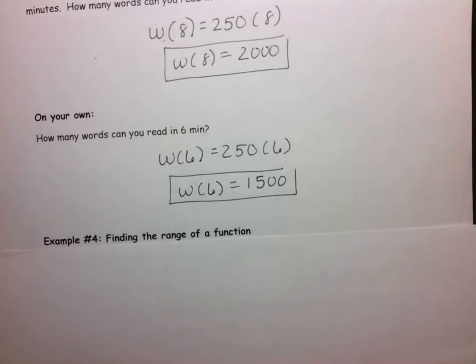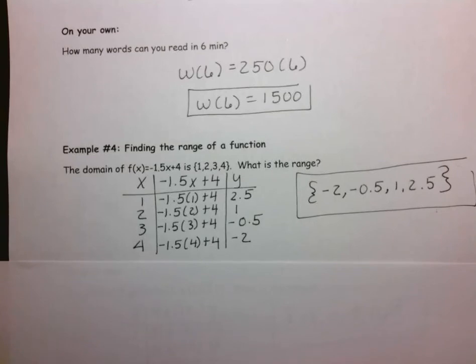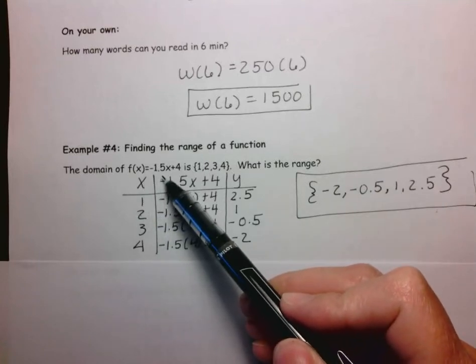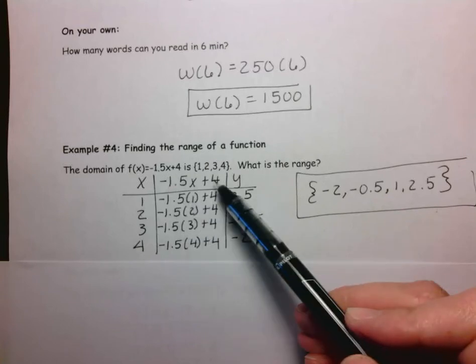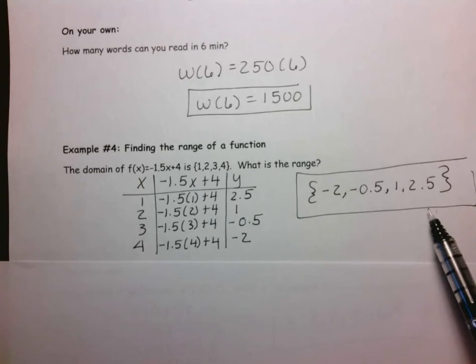Okay, and last example, finding the range. If I say the domain of this function, f of x equals negative 1.5x plus 4, is 1, 2, 3, 4, then what is the range? So all I'm doing is plugging in each individual x value and determining the corresponding y value. And setting up a chart like this can help keep you organized, but it's certainly not necessary. But my answer is going to be this. This is going to be my range.